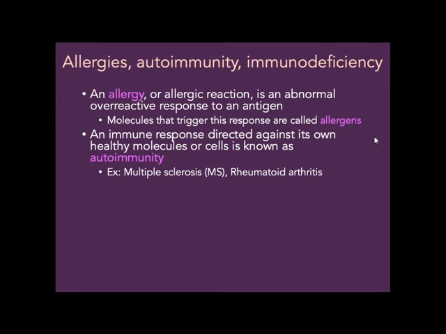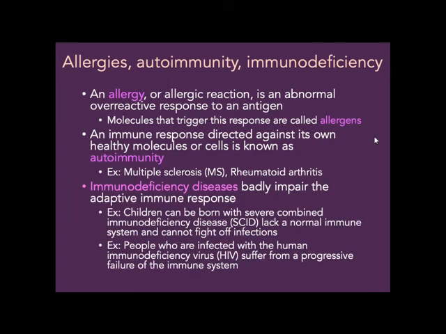You can also have an immune response triggered against your own healthy molecules, and this is known as autoimmunity. So this happens when you're having problems identifying self versus non-self. So diseases like multiple sclerosis and rheumatoid arthritis are both based on autoimmunity or a failure of cells to identify your own healthy molecules or cells.